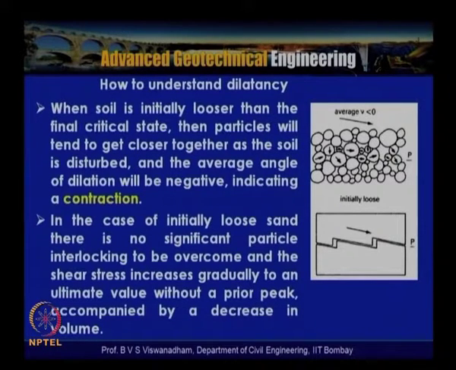That is the reason why no peak is observed in the shear stress versus shear strain variation. The shear stress continues to increase, and at large strains it tends to become constant. So, in the case of initially loose sand, there is no significant particle interlocking to be overcome, and the shear stress increases gradually to an ultimate value without a prior peak, accompanied by a decrease in volume. But when the soil is initially looser than the final critical state, the particles will tend to get closer as the soil is disturbed, and the average angle of dilation is negative, indicating a contraction. So, the angle of dilation is negative, which indicates that a contraction takes place.